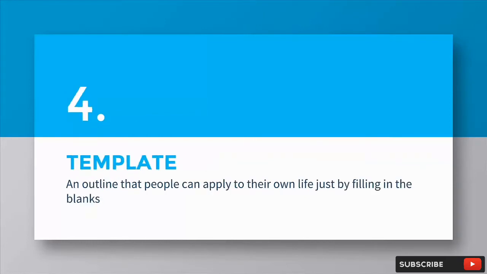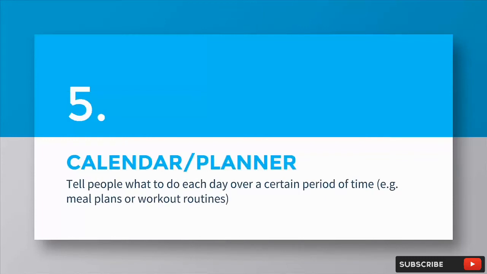A template is some kind of outline that people can grab and apply to their own life just by filling in the blanks. Pretty simple. Calendars and planners are a huge opportunity if you want to help people achieve a long-term goal. You basically tell people what to do each day over a certain period of time, and they do it.